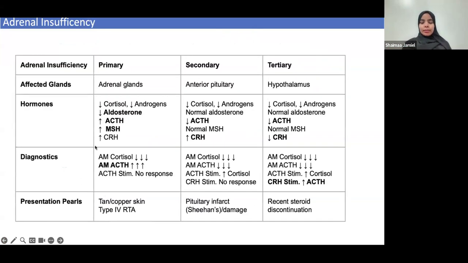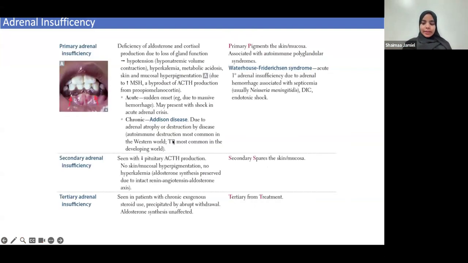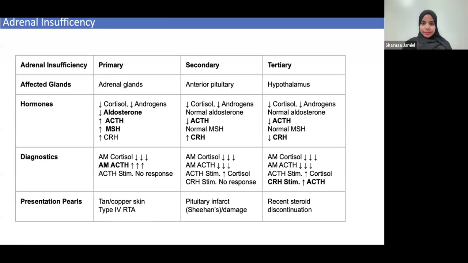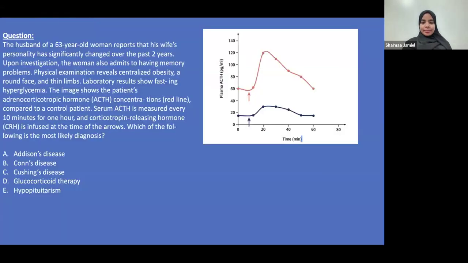This is basically a quick summary again. No, wait. I think. Okay, never mind. Okay, yeah. So that's a quick summary. Okay. So next question.